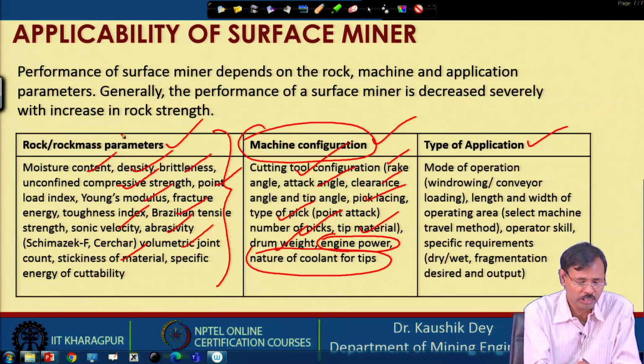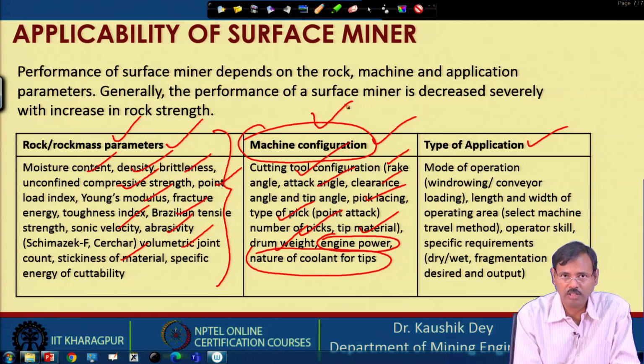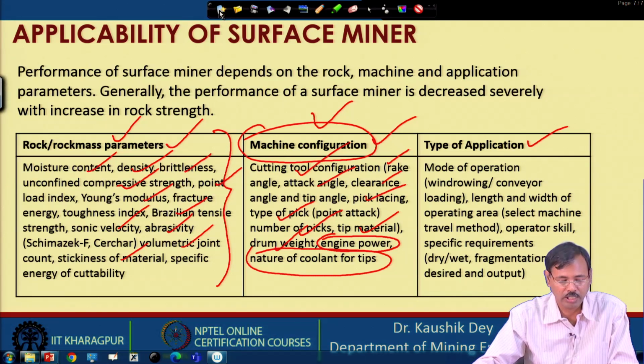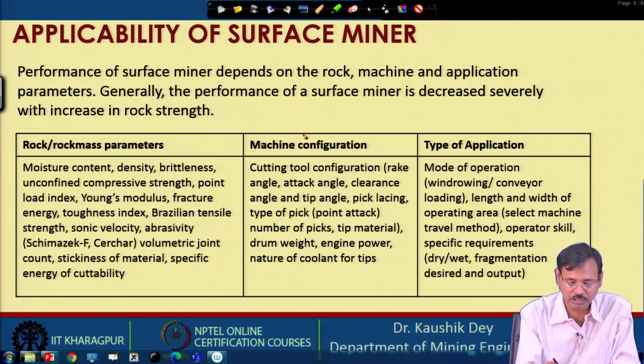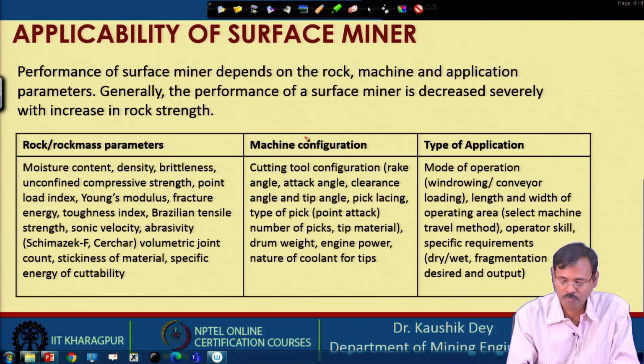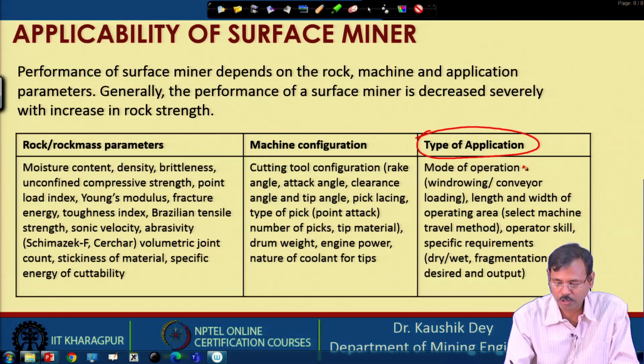So, this is uncontrollable, this is one-time controllable. After choosing this, there is very little chance for the users to change it. This depends on the machine model, but the user can change the type of application. You can opt for different modes of operation; the modes are windrowing, conveyor loading, etc.